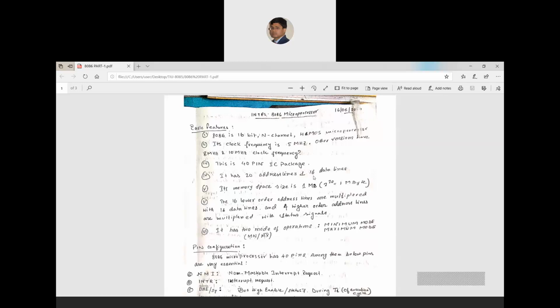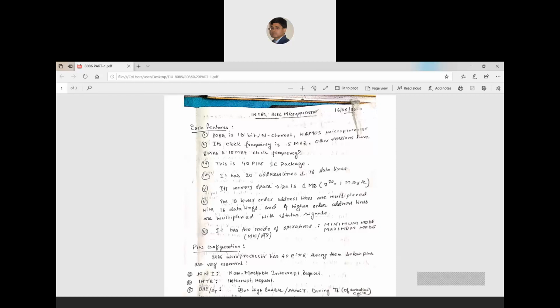Same, that is 40 pins. But we have more address lines and more data lines. So how are these extra data lines or address lines accommodated in the same 40 pins? To answer this question, it is written here in the basic features category, that 16 lower order address lines are multiplexed with 16 data lines.